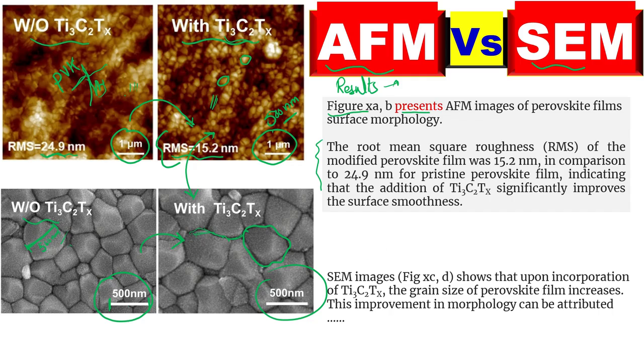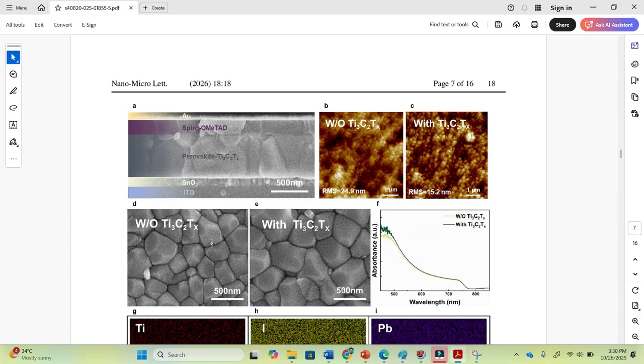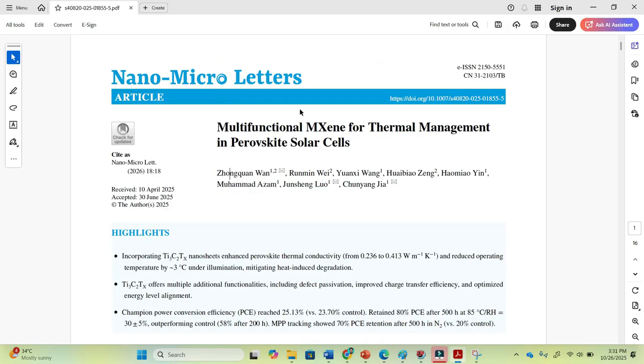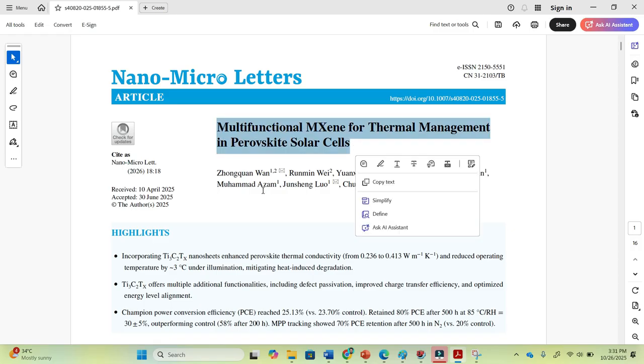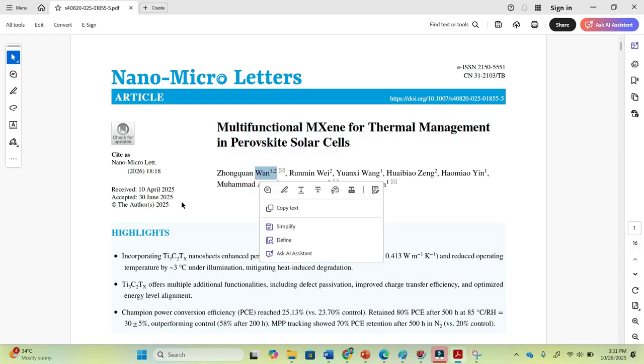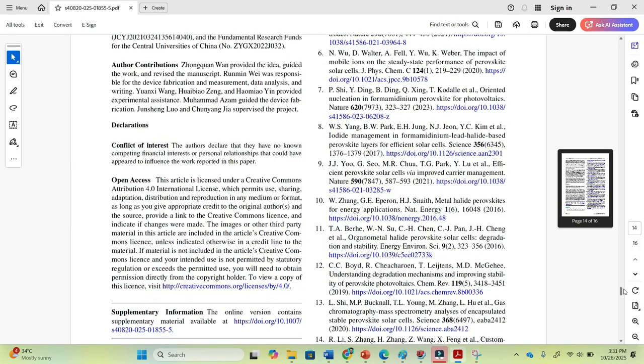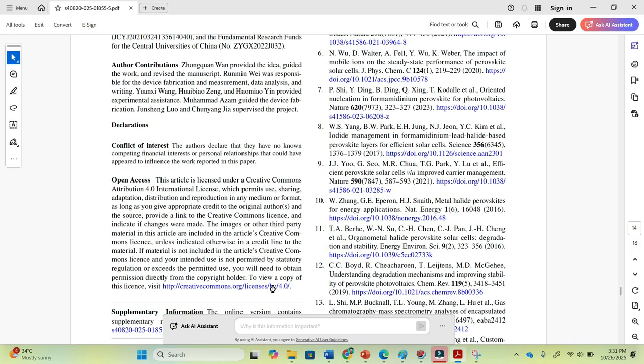The images I took are from this important paper, published in Micro Letters. This is the title of the paper, published by Wan et al. in 2025. And this paper is published under a Creative Commons license 4.0. This is the link to the license.